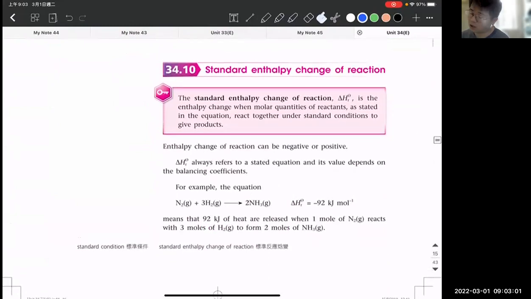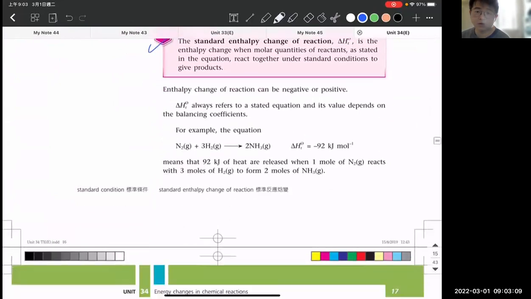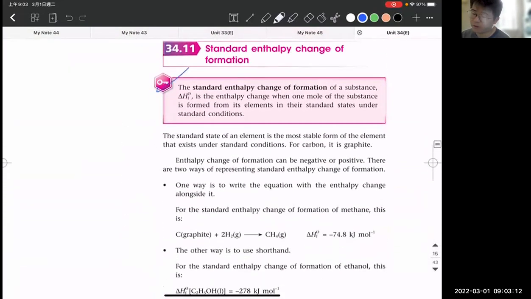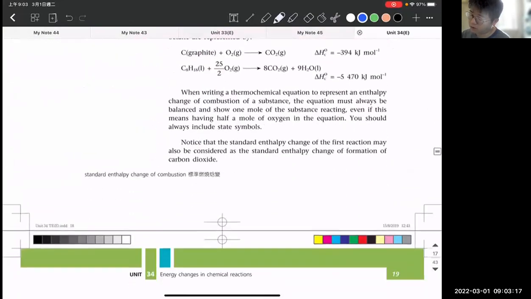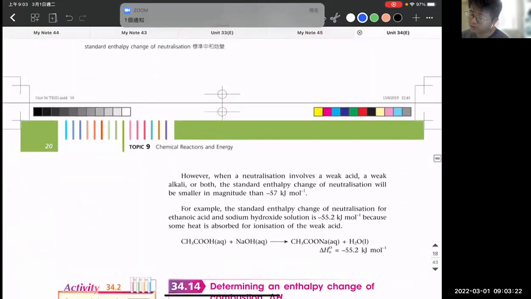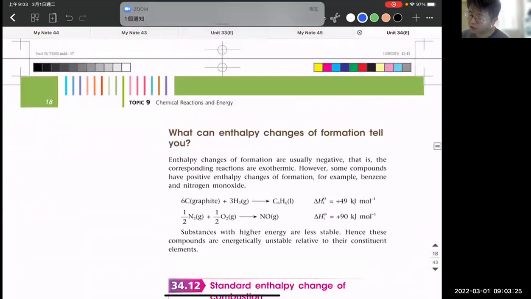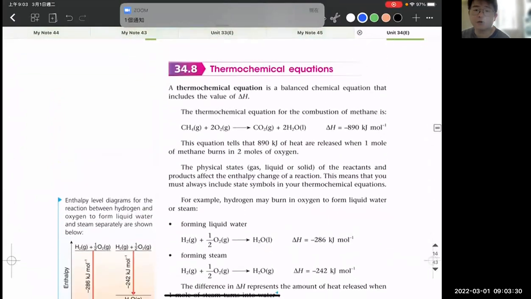Okay, so I would like to have your help by checking those definitions, starting from 39.10: standard enthalpy change of reaction, formation, combustion, and neutralization. Please find for me any common points when you talk about the term standard enthalpy change. I will give you about 3 minutes to take a look at that and try to see if you can manage.